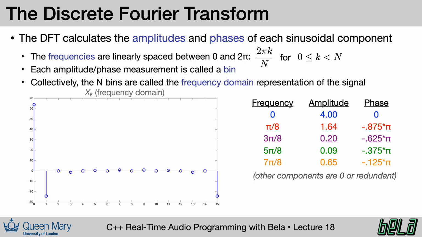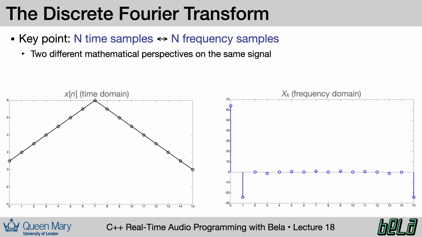We called each of these outputs of the DFT a bin, and collectively the bins are known as the frequency domain representation of the signal, in contrast to the typical samples over time, which is known as the time domain representation of the signal. An important principle from the last lecture is that the DFT does not actually give us a different signal, rather it's better to think about it as a different mathematical perspective on the same signal. What it does is transfer n samples in the time domain into n samples in the frequency domain.